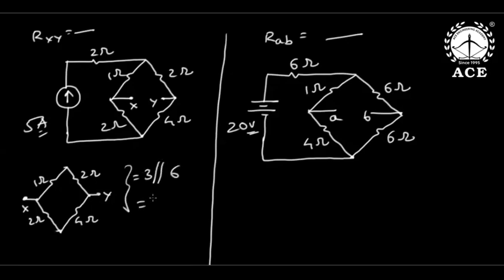3 in parallel to 6 is 18 by 9, 2 ohms. So the final answer is 2 ohms. Similarly, the right side. Now this is interesting. For the right side I need RAB, but this time it is a voltage source with resistance again.